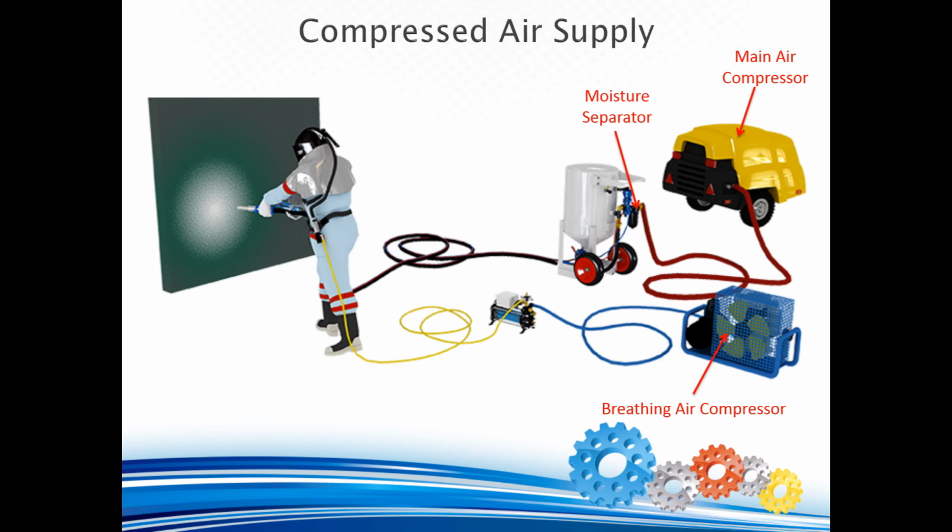A moisture separator is normally installed as standard to remove any residual oil or moisture from the compressed air prior to use by the blast pot. However, it is important to note that this moisture separator is not adequate as a standalone filter to remove oil and moisture from the compressed air supply for abrasive blasting. Additional upstream equipment at the main air compressor is required.